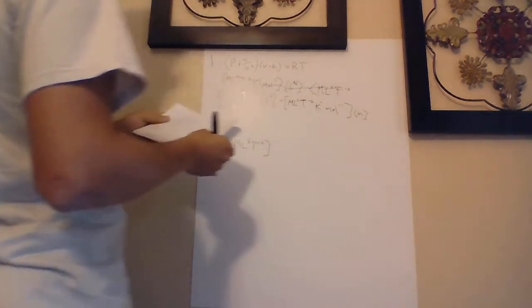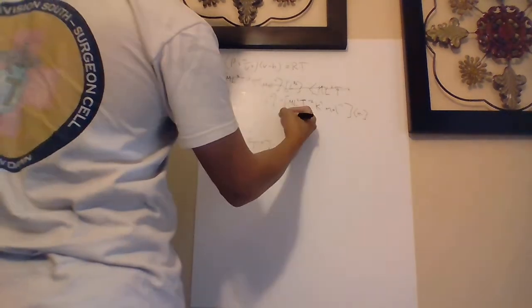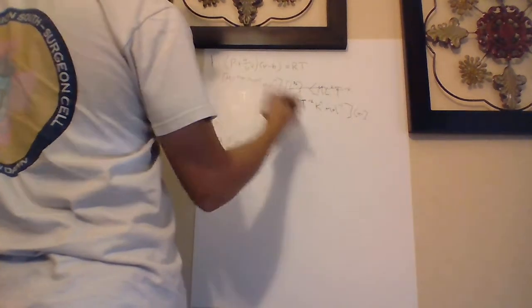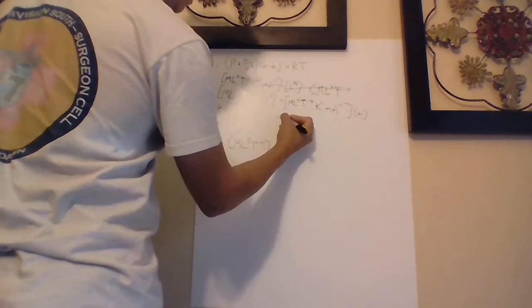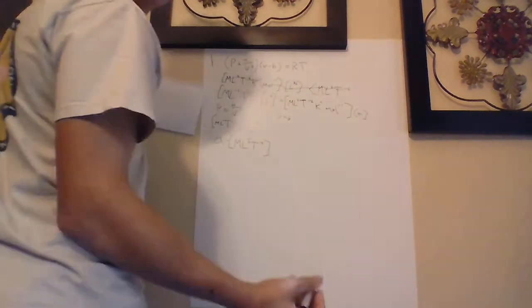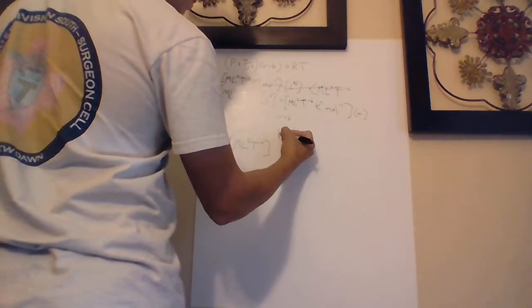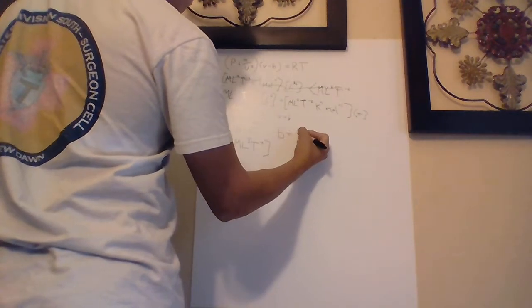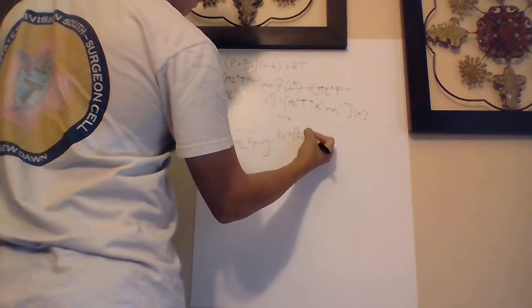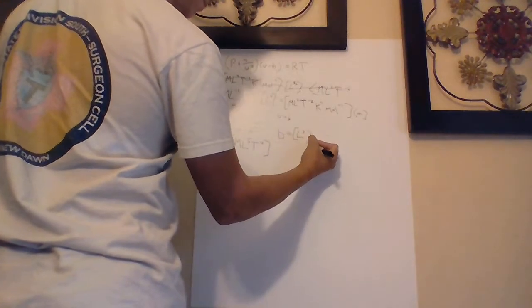Alright, and the volume for these two ends up equaling B. Volume is just L cubed, so B is L cubed.